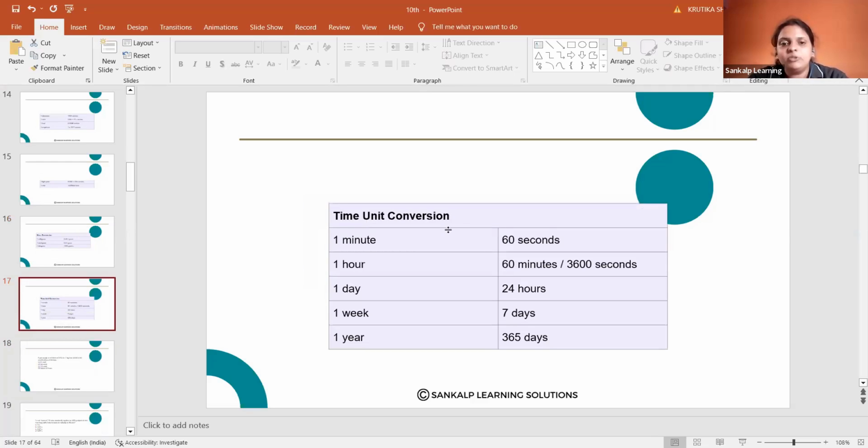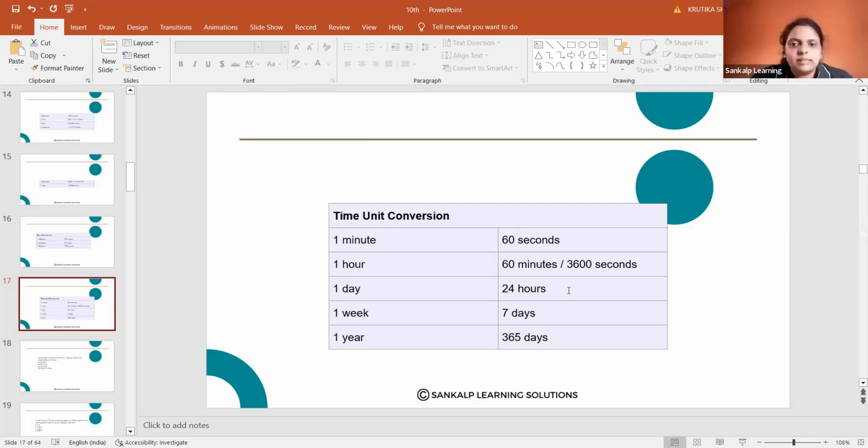Then the time unit conversion. So what is this time unit conversion? Here you should remember, 1 minute is equal to 60 seconds. For 1 hour, we have 60 minutes and 60 seconds each. So 60 into 60 is 3600 seconds. So 1 hour can be said as 60 minutes, or it can also be written as 3600 seconds.